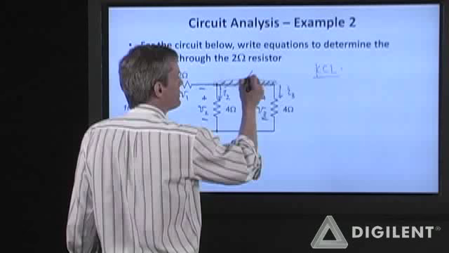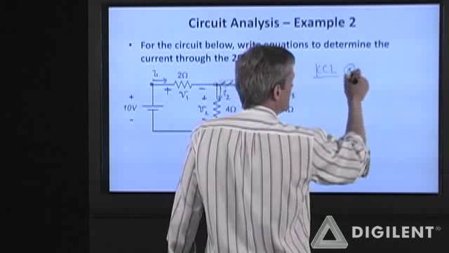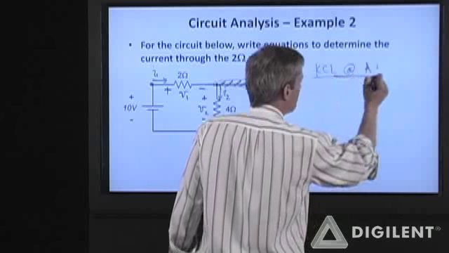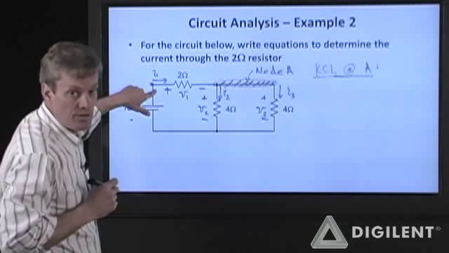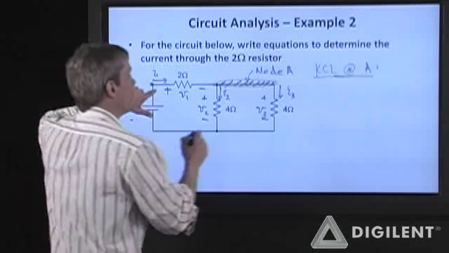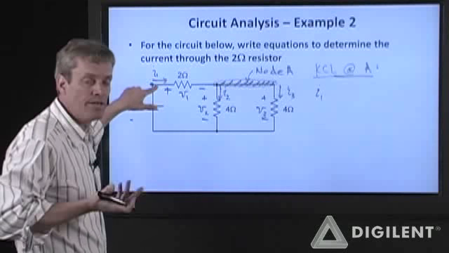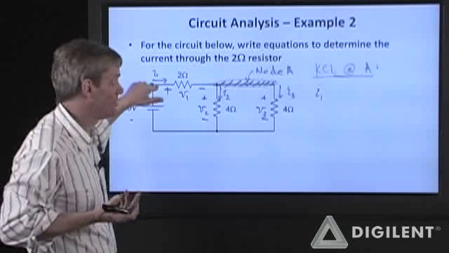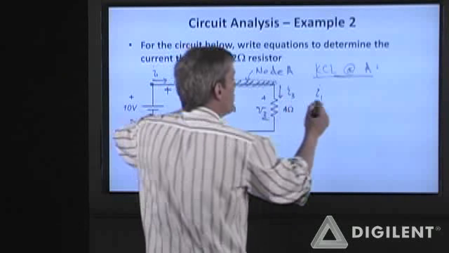Okay, let's call this node A and do KCL at A. So, sum of the currents entering the node is equal to the sum of the currents leaving the node. So I1 is going into the node. It is assumed to be going into the node. We don't know for sure that it is doing that yet. I2 and I3 are assumed to be going out of the node.